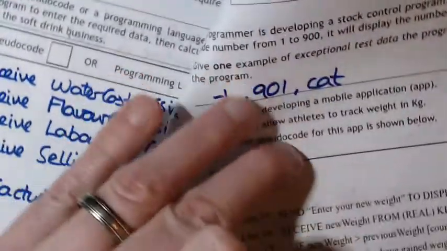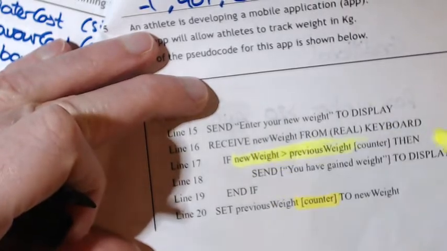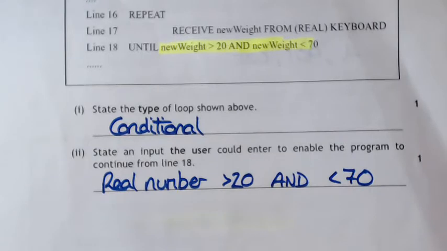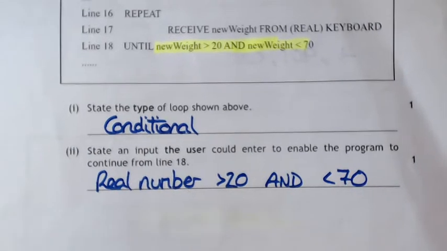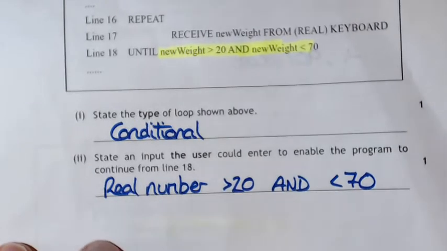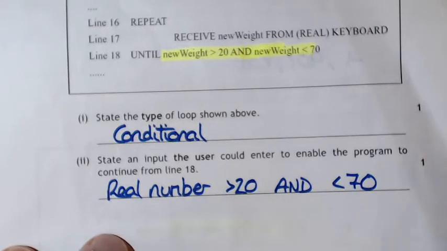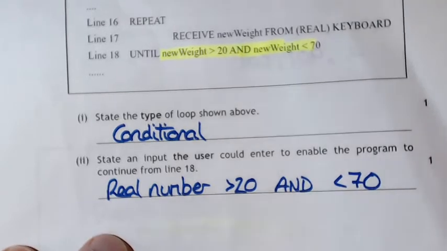Just like that was your condition as well. Right. And how would you stop it, was it state an input the user could enter to enable the program to continue to line 18? Well, just enter a number that is greater than 20 and it's less than 70.